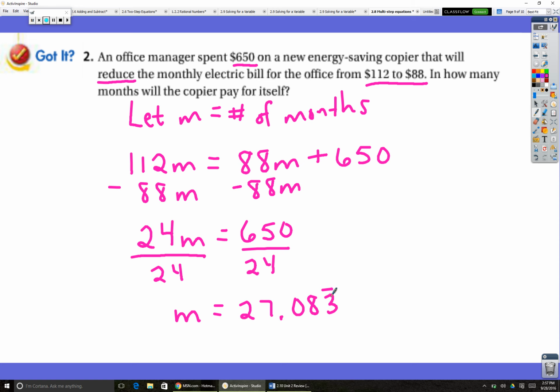27.083 repeating. So after 27 months, it still hasn't paid for itself because it's slightly over 27 months. So sometime after that 27 months, the copier will have paid for itself. So since it's asking us how many months, we could say this amount, but we would say in the 28th month, the copier will have been paid for, and we would be starting to see the benefit from spending the extra money on the copier in the first place.